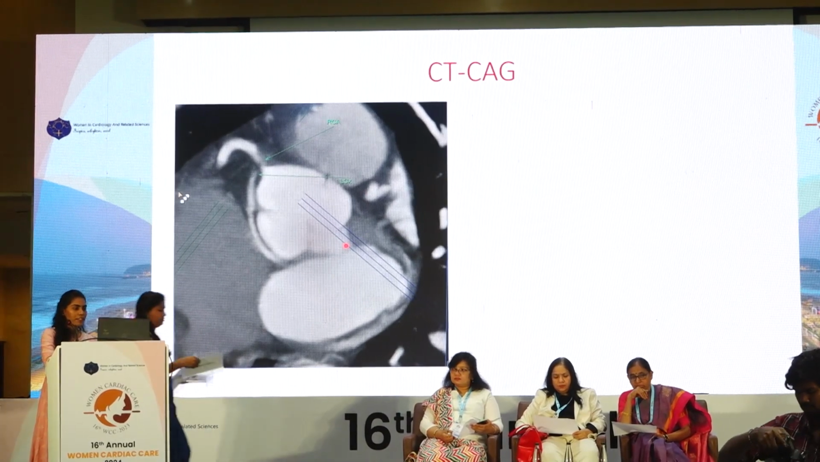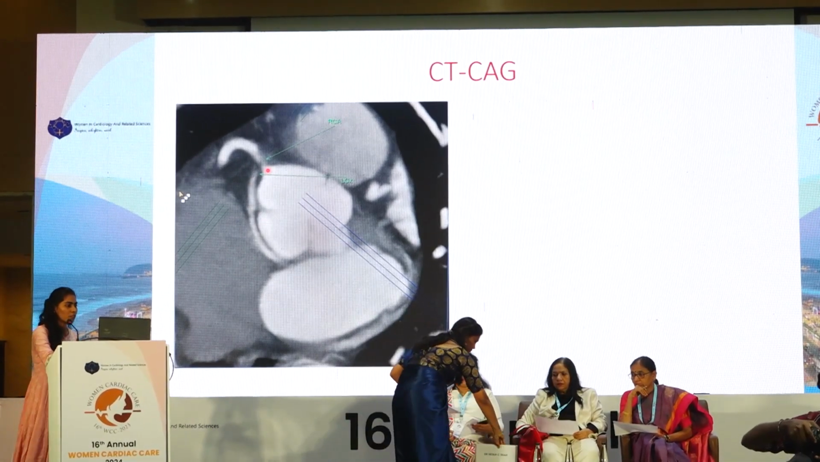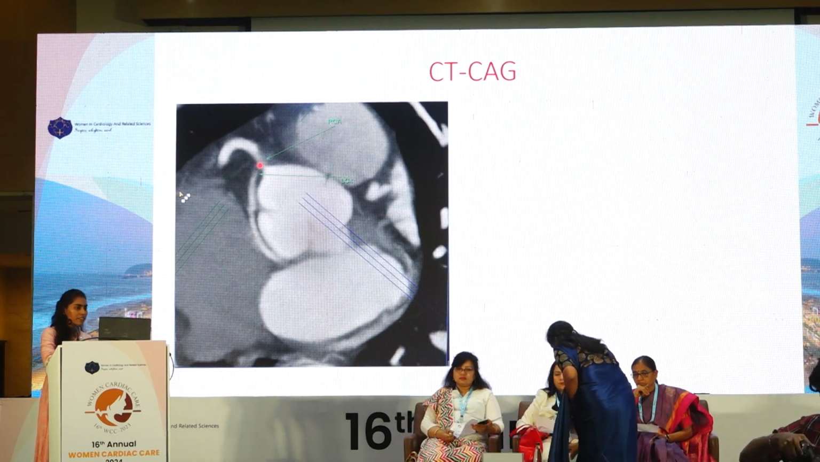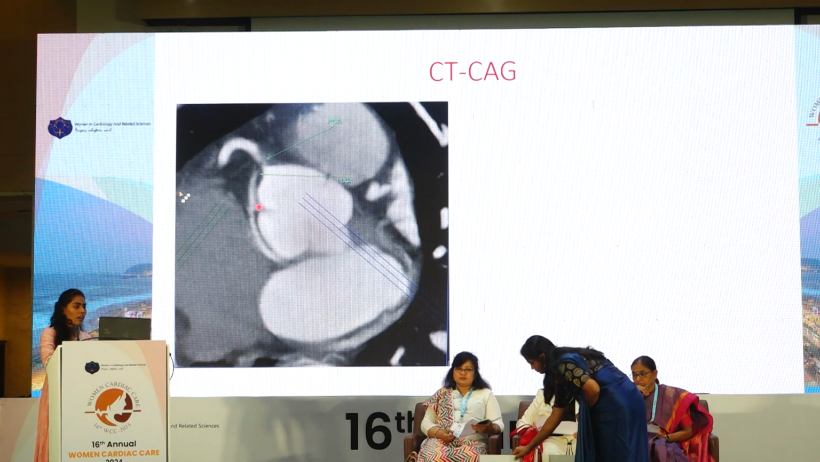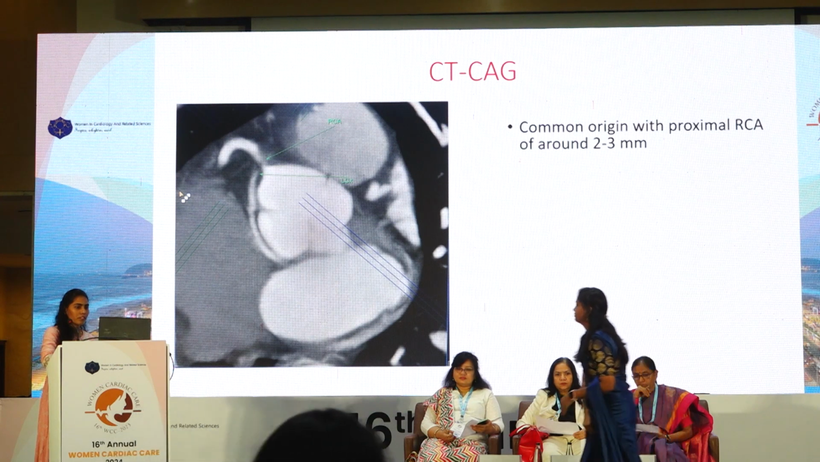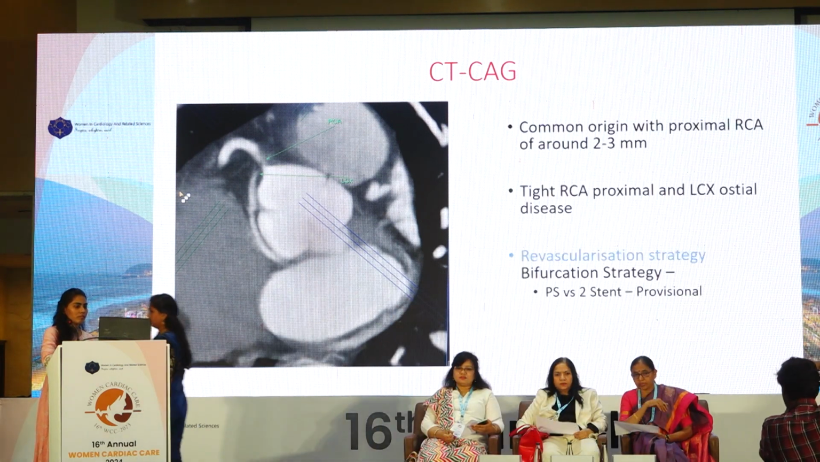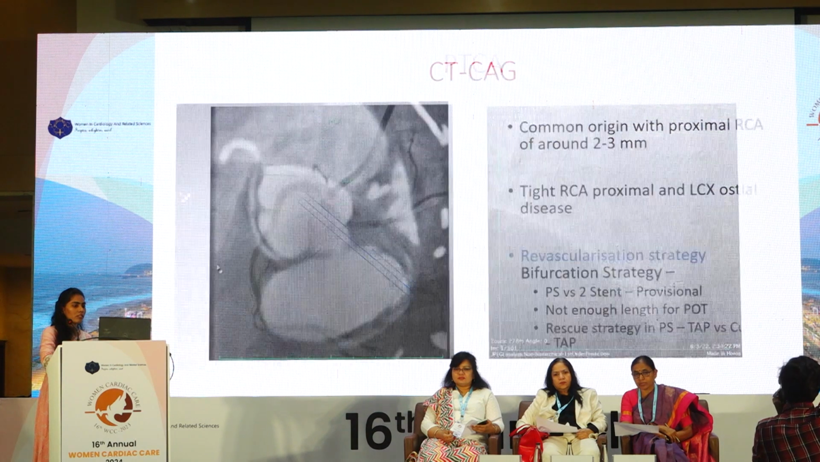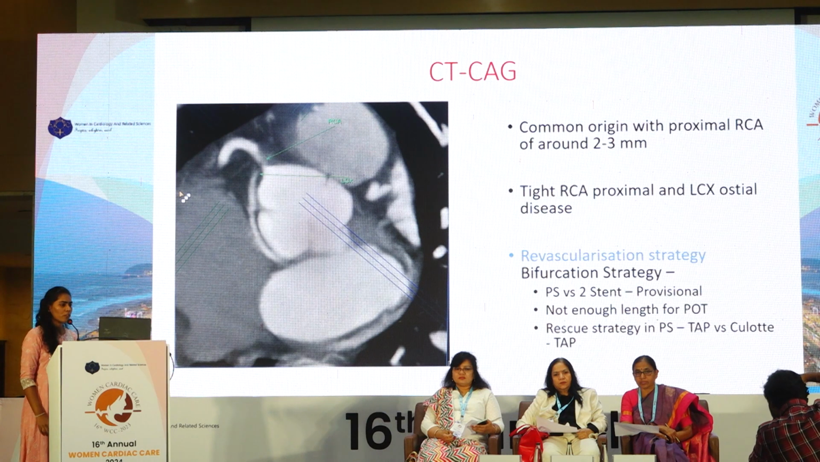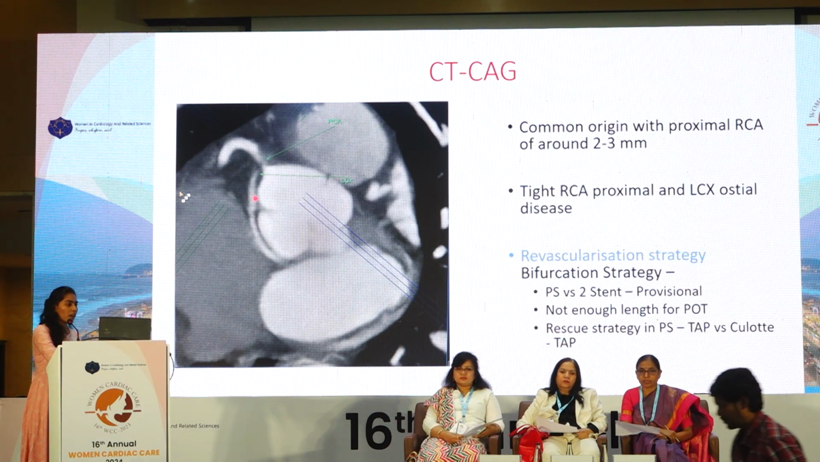CT-CAG was done on this patient, which showed a common origin for both RCA and LCX, and both ostia have tight lesions, with LCX originating after a tight lesion of RCA. We decided to do provisional stenting. In case we are doing provisional stenting, our rescue strategy would be TAP versus T stenting because LCX is originating at 90 degrees.